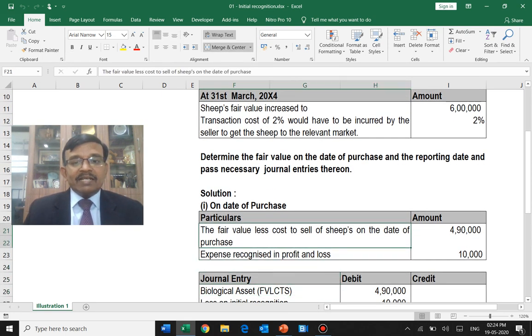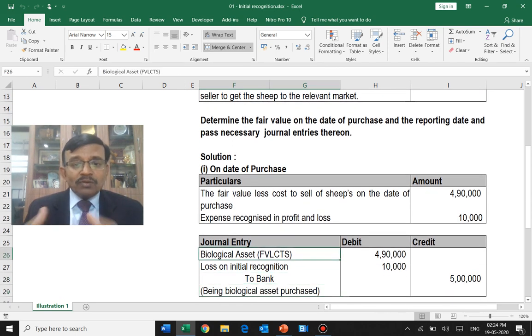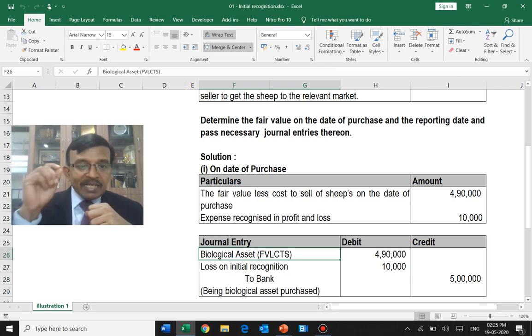What happens? Fair value less cost to sell on the date of purchase is 4,90,000, because 2% is the expenditure that should be recognized in the profit and loss account. So what I am supposed to recognize is 4,90,000, because I have paid 5 lakh rupees, out of which 4,90,000 is the fair value less cost to sell, which should be recognized on the date of initial recognition. So I take only 4,90,000 rupees as the value of the biological asset. But I have paid 5 lakh rupees. What happens? On the date of initial recognition, there is a loss that should be debited to the P&L account straight away.